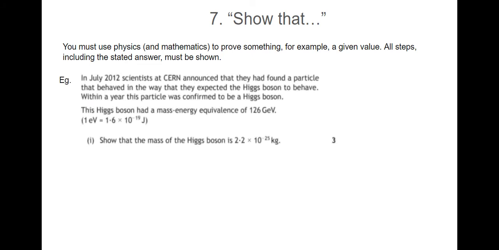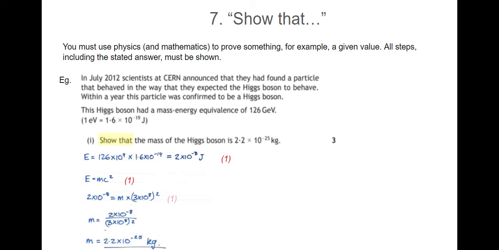Another one, a little bit trickier this time. You've got to show that the mass of a Higgs boson is 2.2 times 10 to the minus 25 kilograms, but you're told that its mass-energy equivalence is 126 giga-electron volts. And you know what a giga-electron volt is from the question too. So show that. First thing you need to show is how you convert the giga-electron volts into joules, and then E equals mc squared and do the sum. Otherwise, it's more or less the same as the last one.